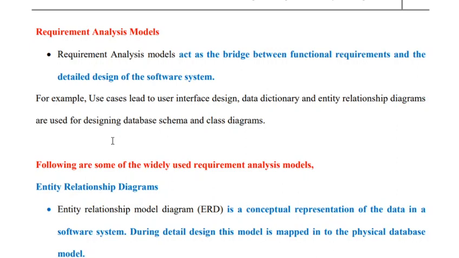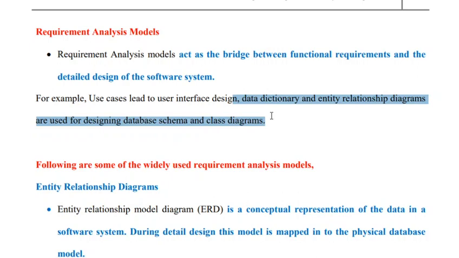For example, use cases lead to user interfaces, the data dictionary and entity relationship diagram are used for database design and schema, and class diagrams, and so on and so forth. So you see, these are various models that can be used. The use case diagram that we have just discussed is used for building up the interface, right? The data dictionary and entity relationship diagram are used for designing the database schema and class diagram. So this is how it actually works, right?